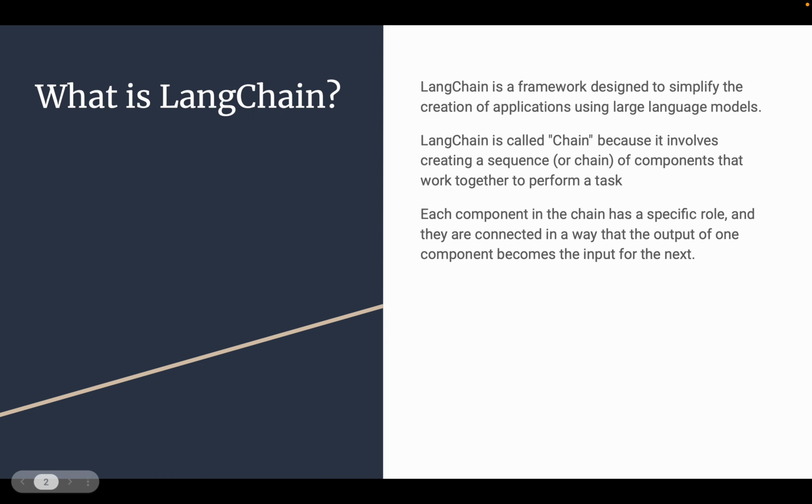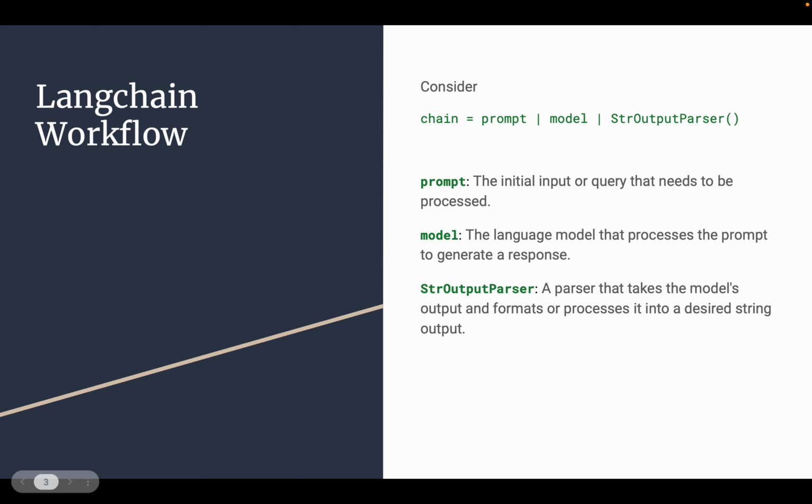So, what is LangChain? LangChain is a framework designed to simplify the creation of applications using large language models. Here the main term is chain. We know what a chain is, right? Here the chain means a sequence of components working together to achieve a particular task. Each component performs a specific task, and the output of one component will be the input of the other component. That is how chains work in LangChain. We can discuss more about it.